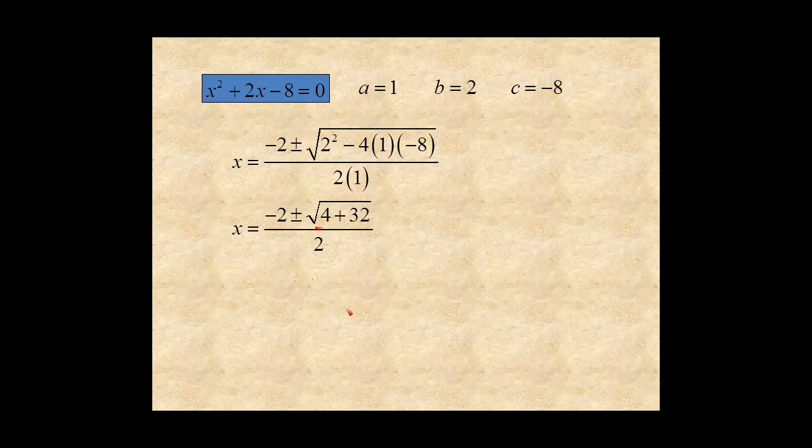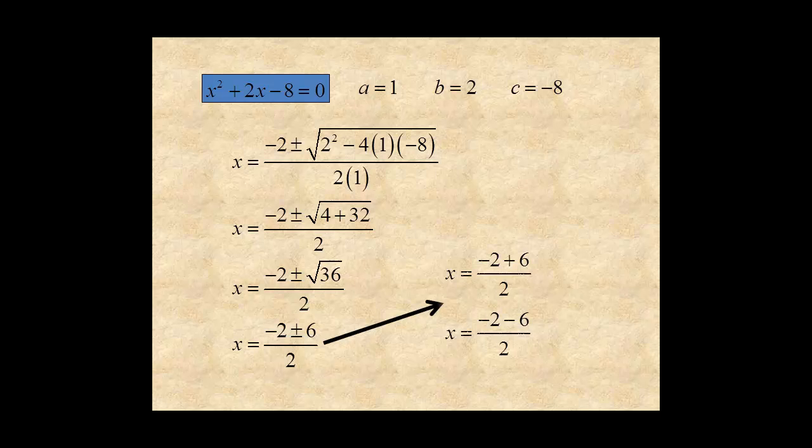Next, 4 plus 32 equals 36, and radical 36 is 6. And the solutions are -2 plus or minus 6 over 2, which gives -2 plus 6 over 2, which is 4 over 2, and the first solution is 2. Then -2 minus 6 over 2 is -8 over 2, and the second solution is -4.